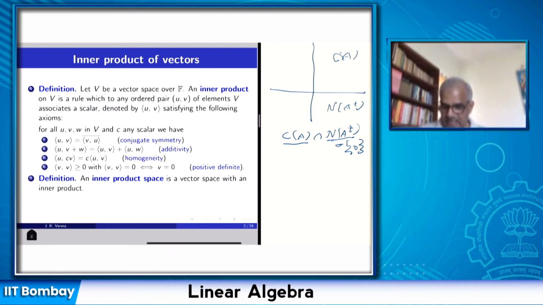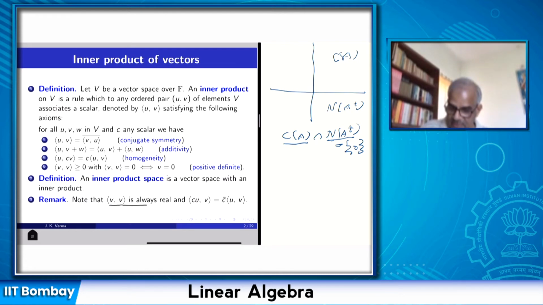So an inner product space is a vector space. I already have a set which is a vector space, and if we introduce an inner product in that vector space, it is called an inner product space. As I said, the inner product of v with v is always real. In fact, it is bigger than or equal to 0, and the inner product of c u with v is c bar times the inner product of u with v. Keep that in mind. This is a common mistake in exams, that c comes out as c. No, c comes out as c bar.